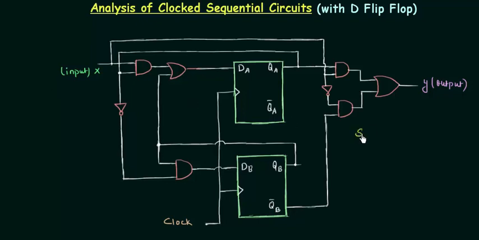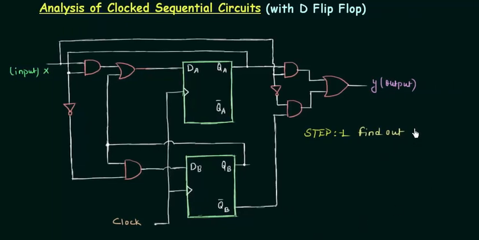Step number one, step 1. In step 1 we will find out the input and output equations. Let me slide this board a little bit. Now what is this input and output equation? We will find out the expression for dA and dB, which gives us the input equation, and we will find out the expression for y, which will give us the output equation. So these three things we have to do now. So let's start with it.